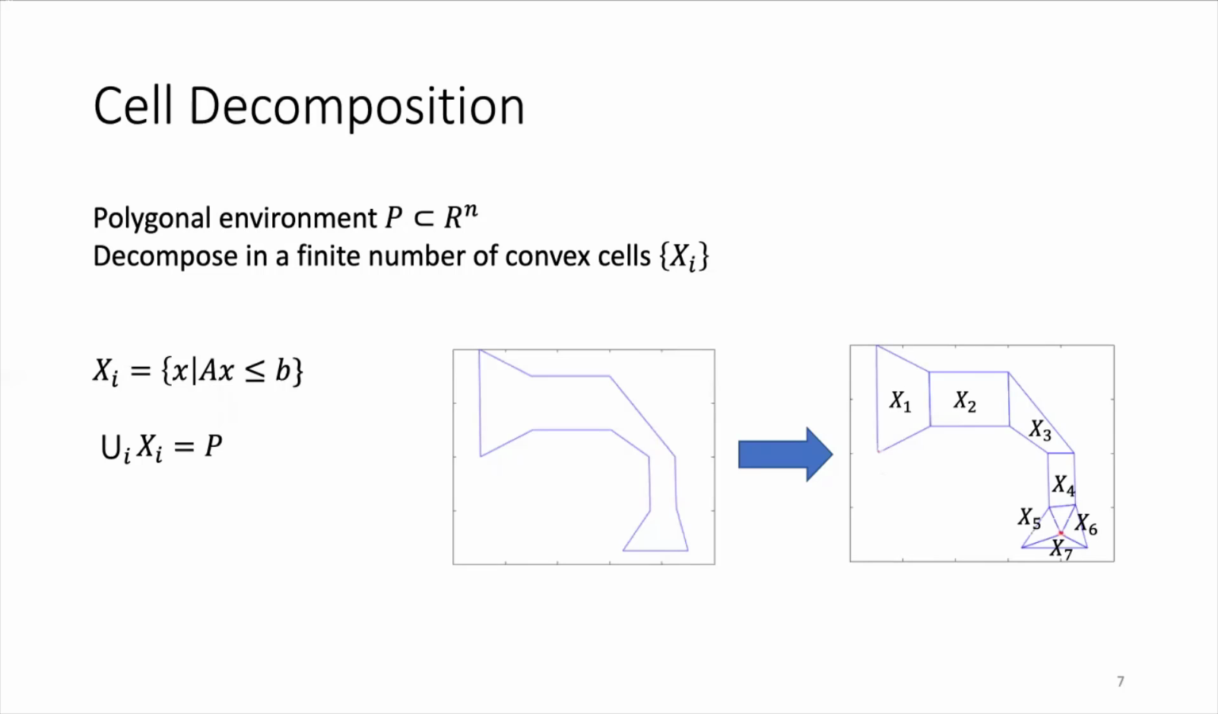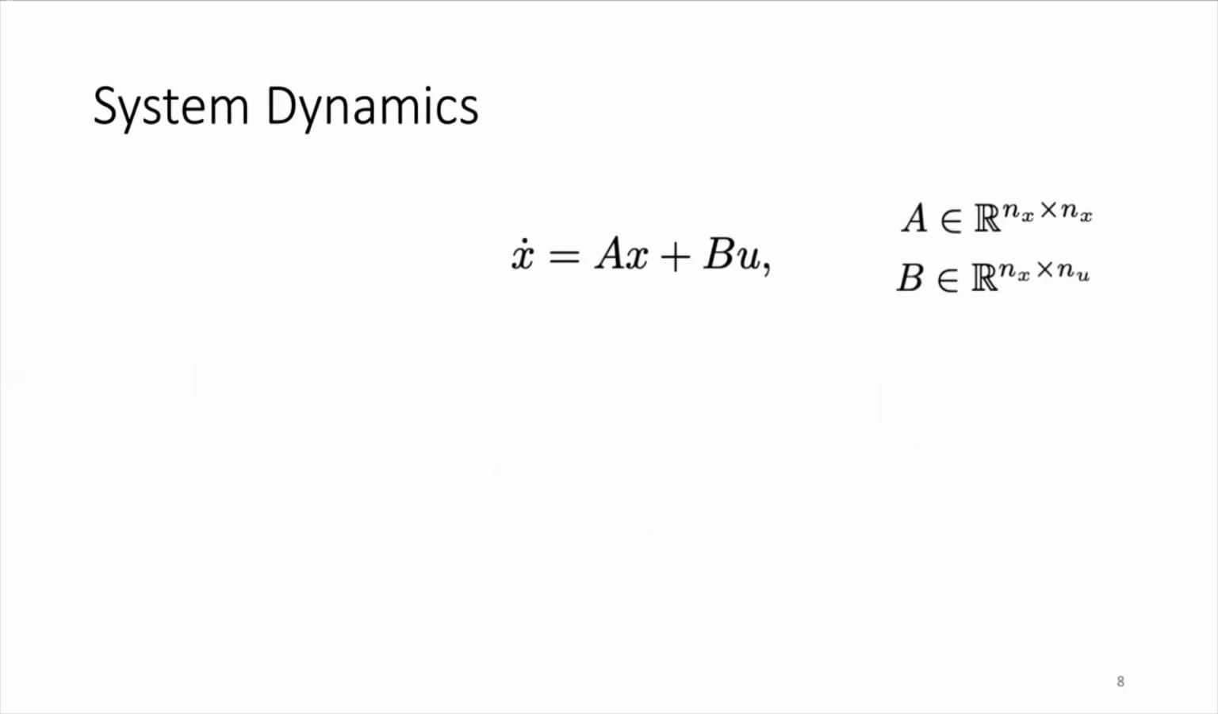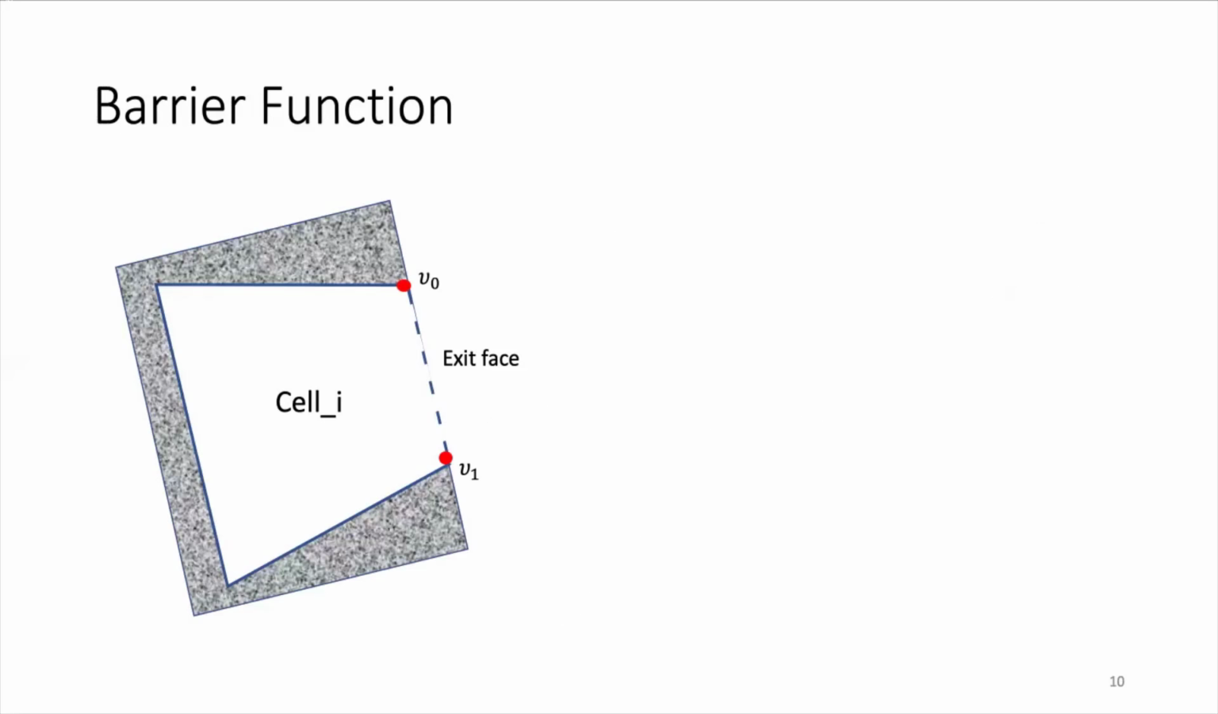We can decompose this polygonal environment into a set of convex cells X_i, and we can define each cell by a set of linear inequalities, such that the union of all cells is equal to the original polygon. For every cell, we assume we have linear dynamics defined by matrix A and matrix B, and the states belong to a convex set, and the actuators are bounded. Assume we have a convex cell i with an exit face which we want to pass through.